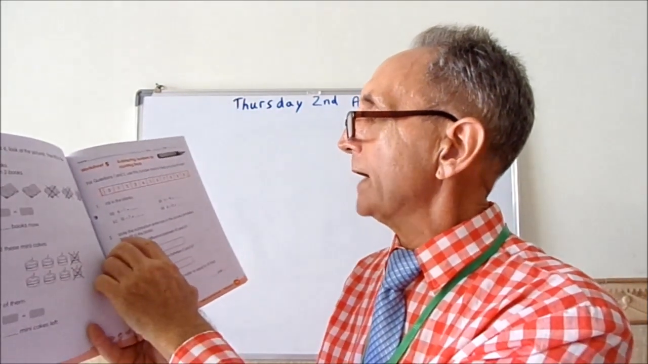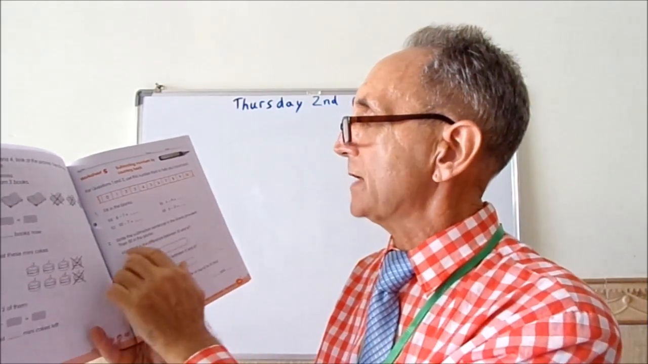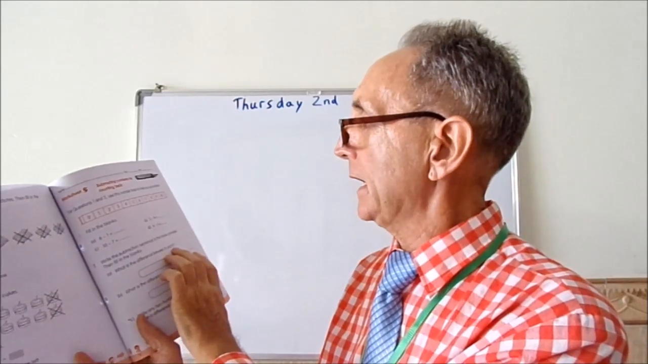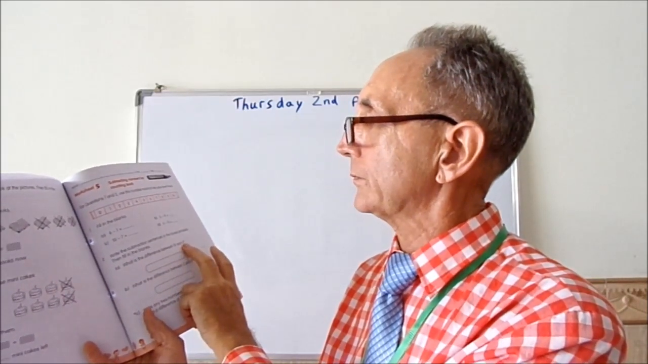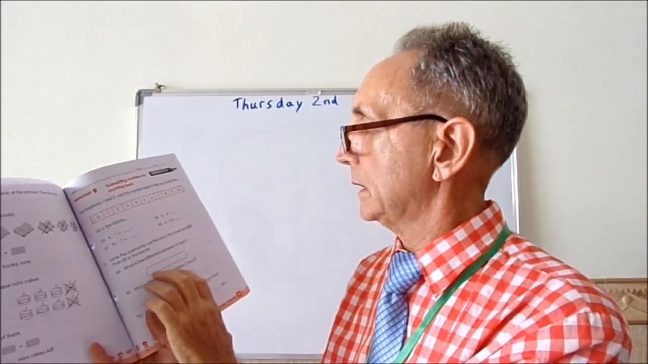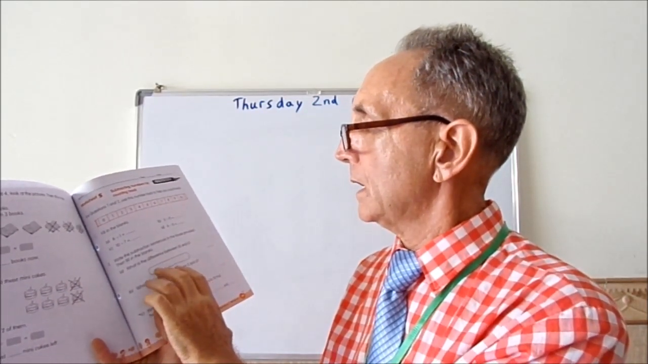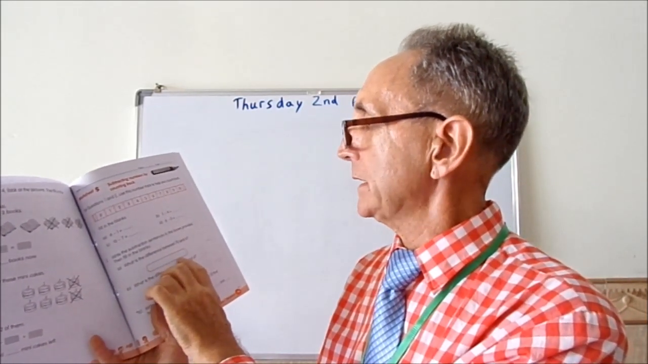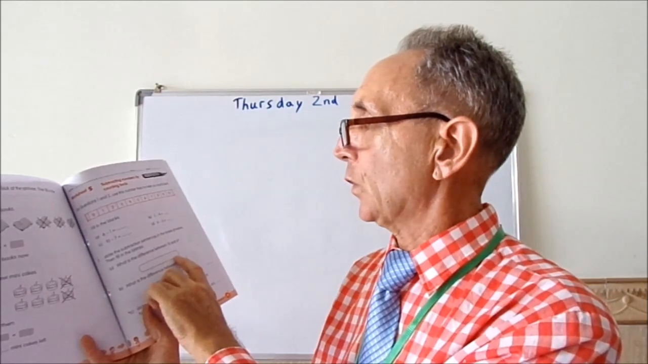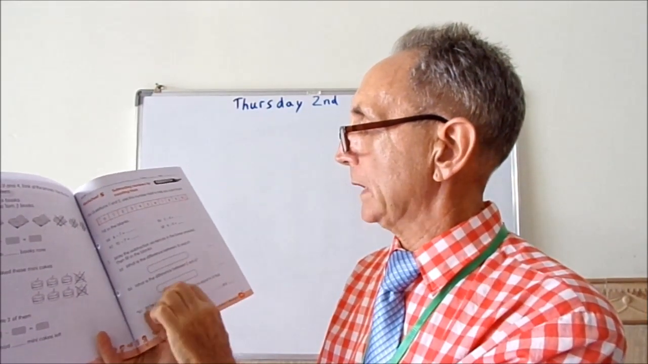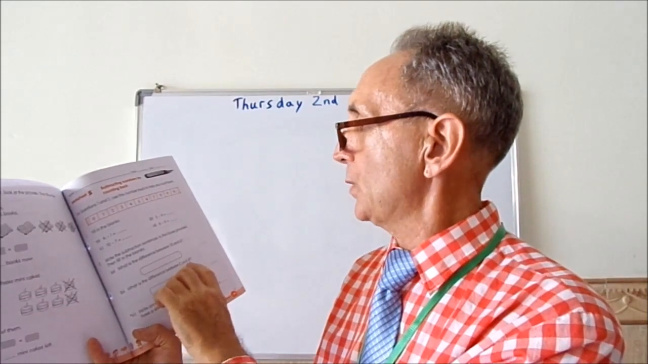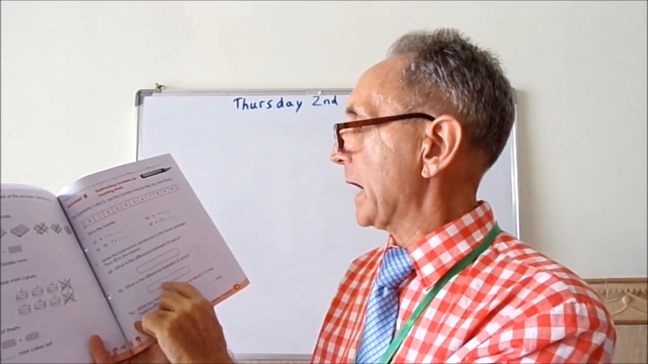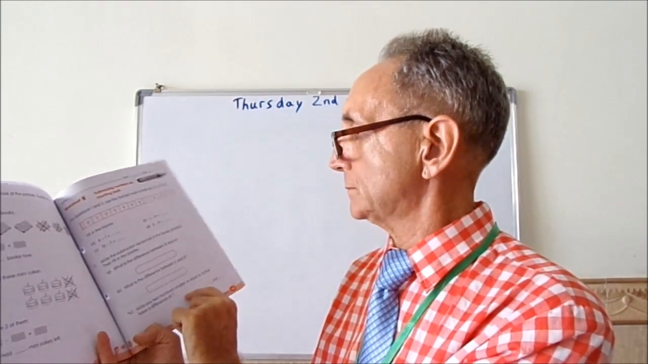Number 2, write the subtraction sentence in the box provided, then fill in the blanks. What is the difference between 10 and 6? So you would write here 10 minus 6 equals 4. What is the difference between 2 and 6? 6 minus 2 equals 4.